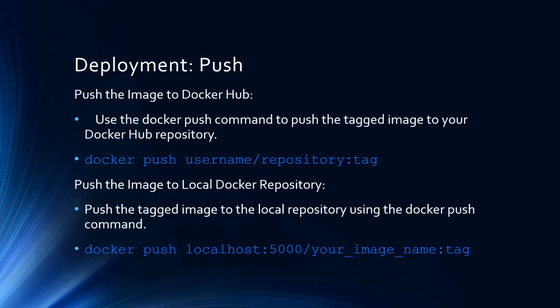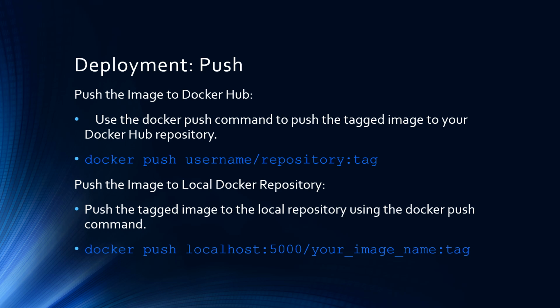Pushing images to a registry is a critical step in the deployment pipeline. When pushing to Docker Hub or any other registry, ensure you have proper authentication configured. In production environments, use access tokens rather than password authentication, and regularly rotate these credentials. Consider implementing retry logic in your CI/CD pipelines for push operations, as network issues can sometimes cause pushes to fail.